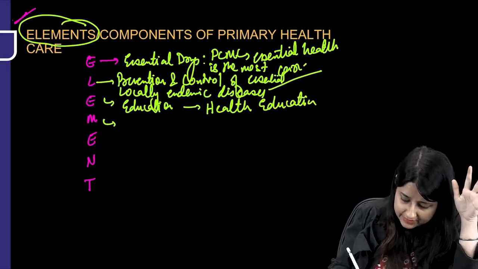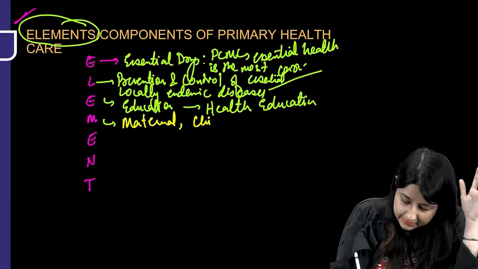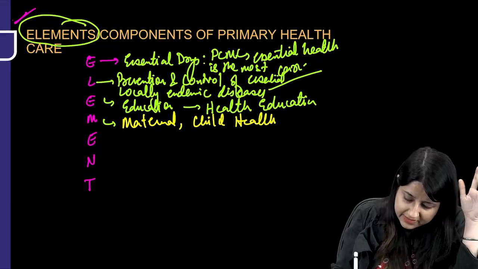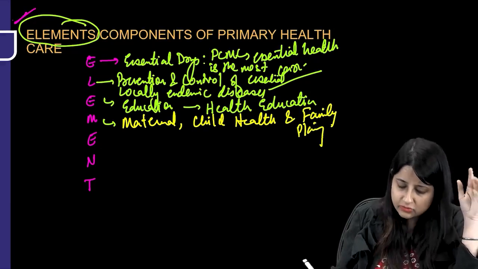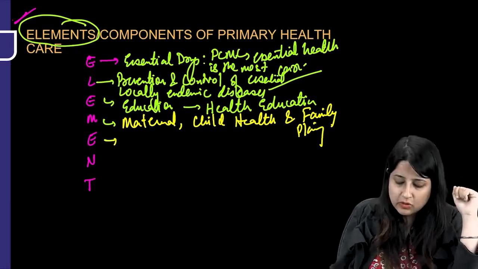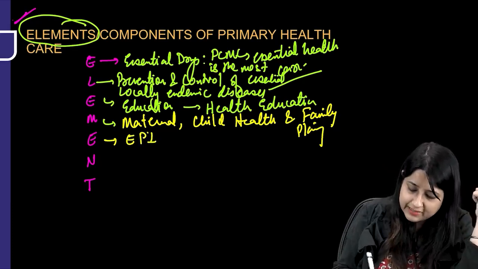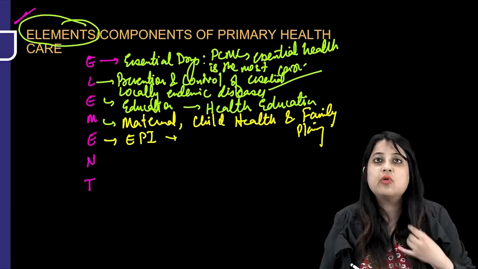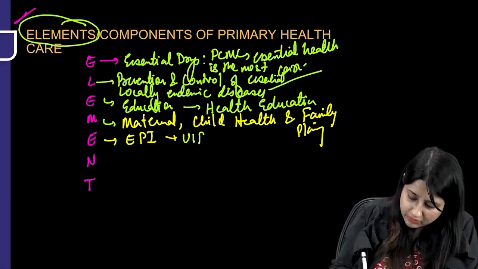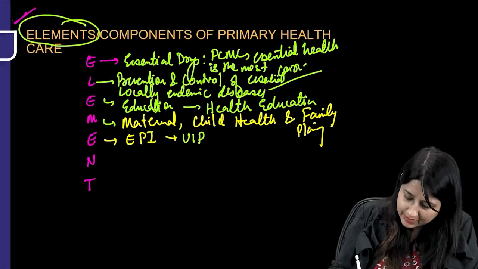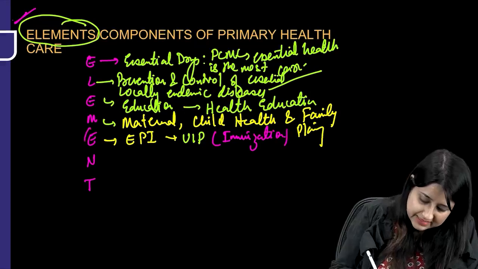M stands for maternal child health, and since we are talking about maternal child health, the next one is family planning services. Maternal child health and family planning. What is the other E, which is again very important? This is EPI, expanded program of immunization. Now what has EPI become? Now EPI has become, everybody, UIP, the universal immunization program. So basically to remember immunization, we've just put this as EPI.